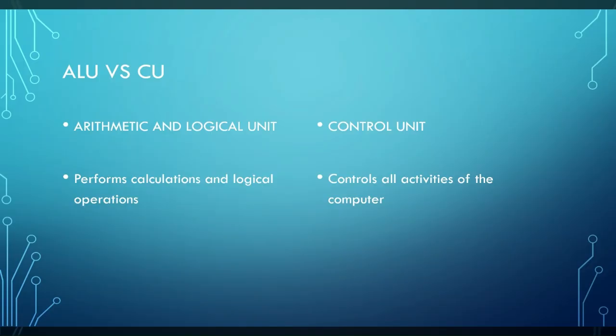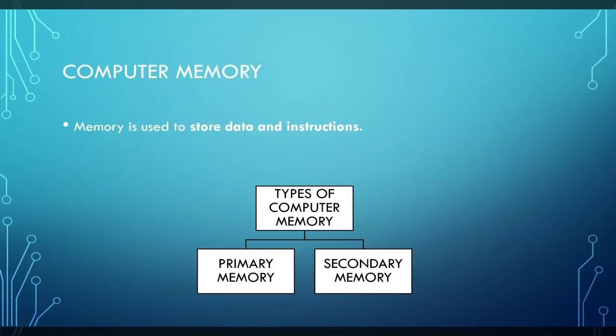So the definition for that is also given. It controls all activities of the computer. That's why its name is also control unit, because it is performing anything other than arithmetic and logic operations. So these are the two units of the computer, ALU and CU. If we remember any one, the other one would be automatically remembered. Moreover, their name also suggests the same.